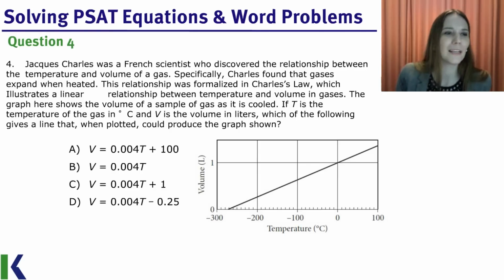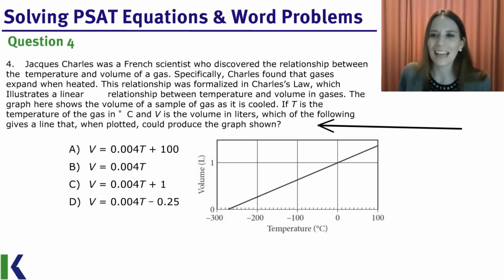So the first thing we want to do is zoom in on the question. Boom, we're going right to the end. If T is the temperature of the gas in Celsius and V is the volume in liters, which of the following could produce the graph shown? We needed none of this. Sorry, Jacques. Sorry, Charles' Law.